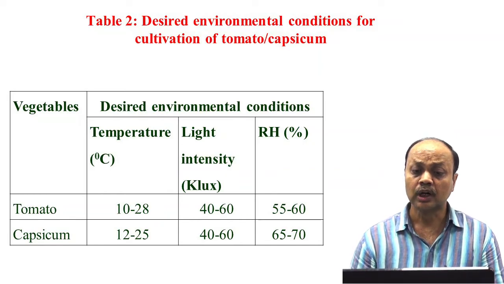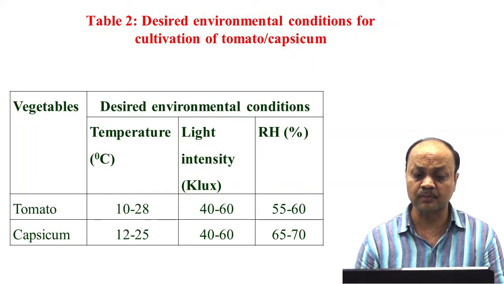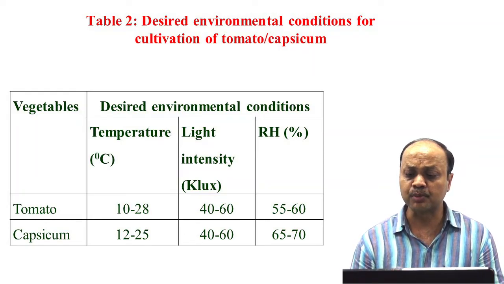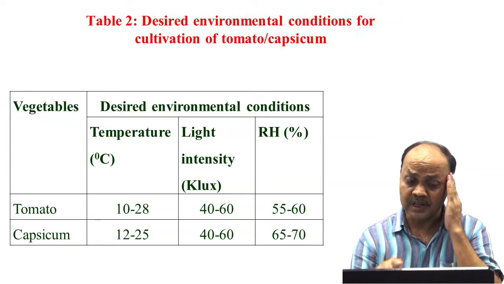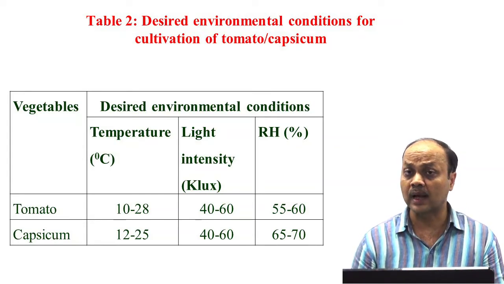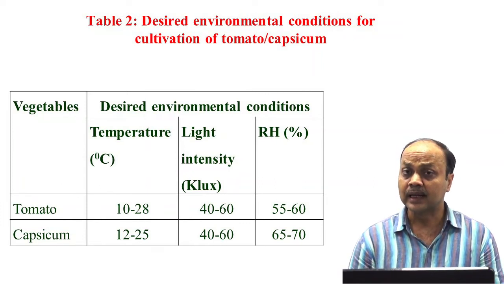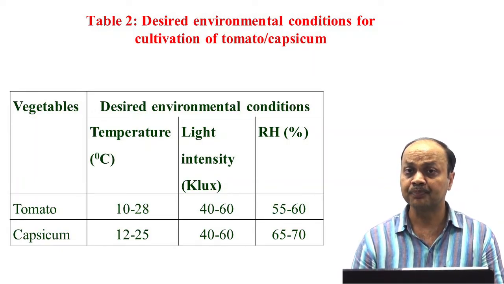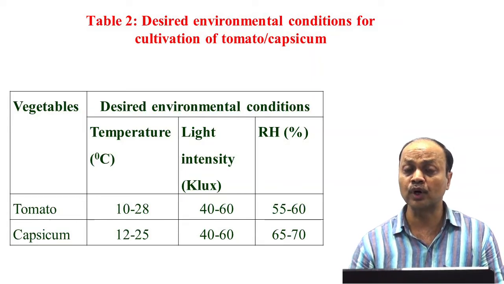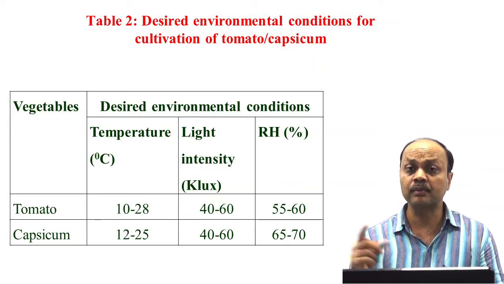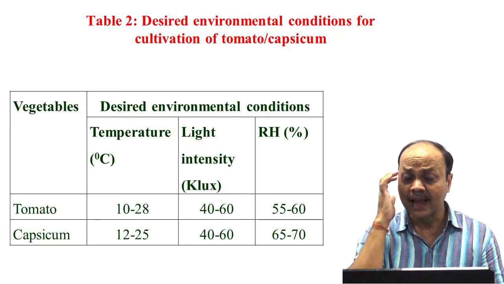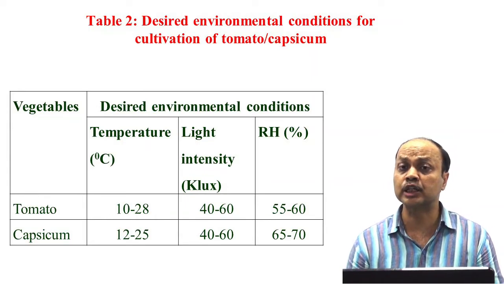You can see from this table, to successfully grow tomato or capsicum, normally the temperature required is 10 to 30 for both crops, light intensity required is 40 to 60, and your RH is between 55 to 70. So based on the environment required to grow tomato and capsicum, if you compare with the open field environment, during winter the low temperature goes below 10 degree. Light intensity is more or less okay, but in summer season your maximum temperature goes above 30, as already shown in table 1, and your light intensity also goes more than 60 kilolux.